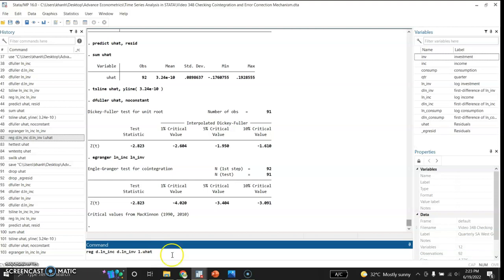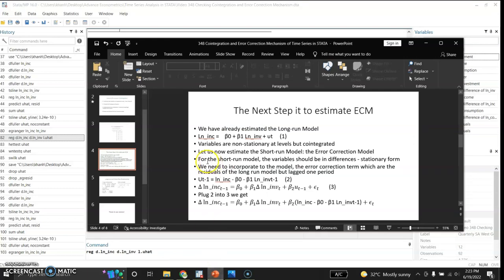And for the short run model, as I mentioned earlier, the variables should be in difference, that is in stationary form. And we need to incorporate the error correction term into the model. And this error correction term is the residual of the long run model with lag 1 period. So this is lagged 1, and this is equal to natural log of income minus beta naught minus beta 1 natural log of investment, lagged 1.